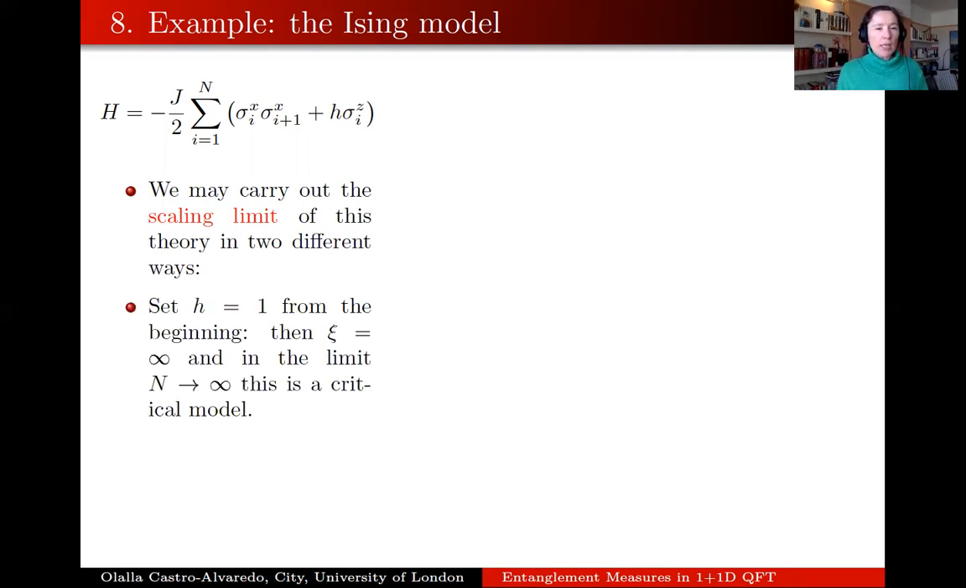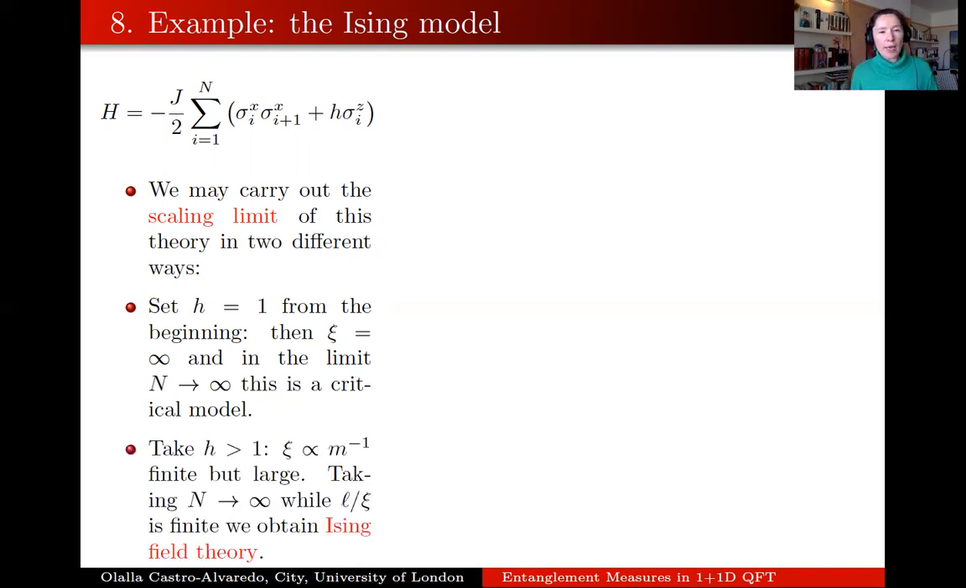The first one is if you set h to 1. So if you set h to 1 from the beginning and then take the scaling limit, this theory becomes a conformal field theory. So it flows to a critical point, which is the Ising conformal field theory with a central charge of a half. If, on the other hand, you take h bigger than 1 and then take the scaling limit, what you get is a massive quantum field theory, which is the Ising field theory. Or if you wish, you can see that as a massive Majorana fermion. So that means that depending on the values of h that you choose, you can study the various kinds of behaviors I described just before in the previous two slides.